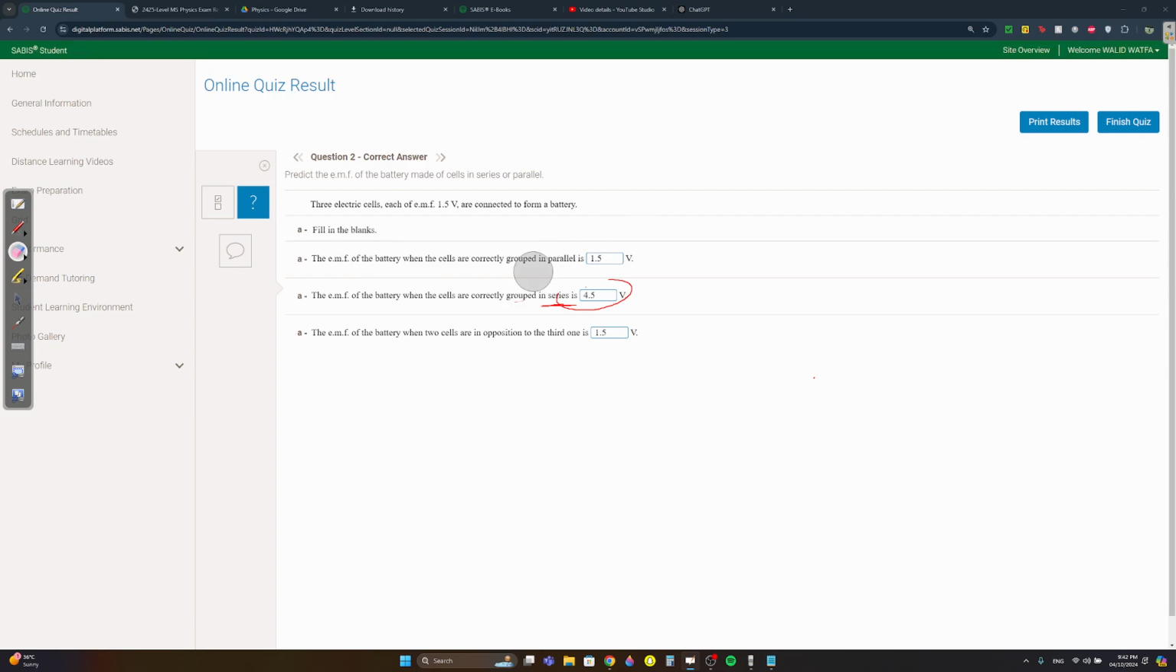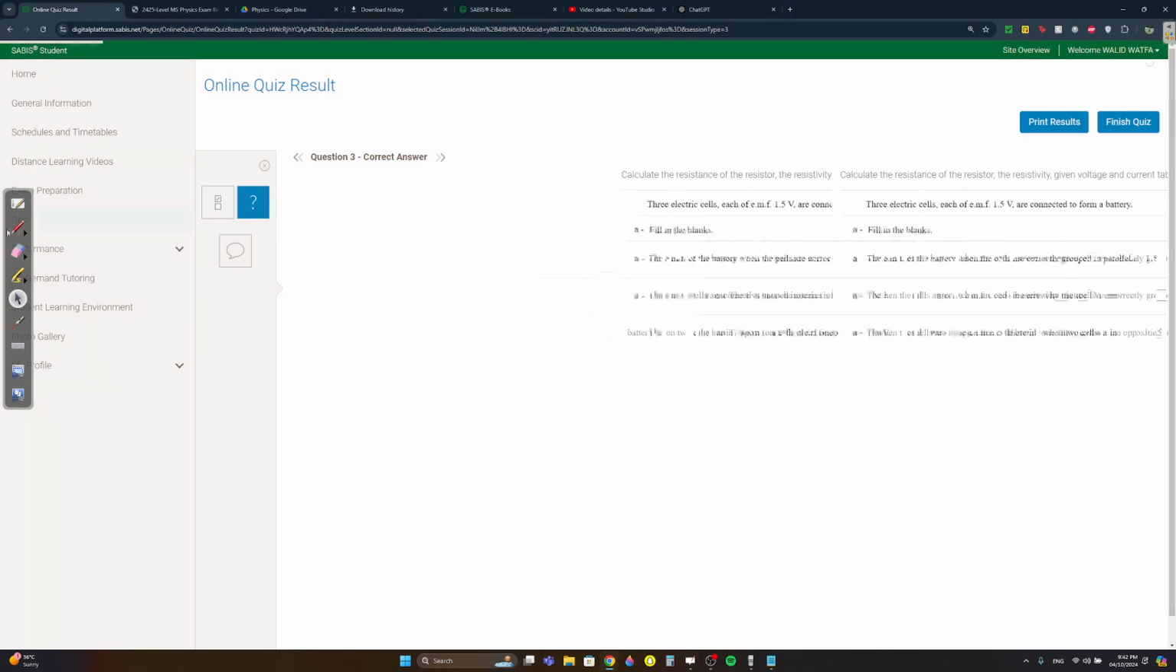طيب, how about part C. Anyway, the EMF هلا when the two cells are in opposition to the third one. Okay. بعدين I'm pretty sure it goes like this. Okay. This is what they meant. They said the two cells are in opposition to the third one. So these two are opposite to each other, but the third one not. Okay, so here what's going to happen? This 1.5 will cancel this 1.5. What you're going to be left with? 1.5 at the end, right? That is 1.5.